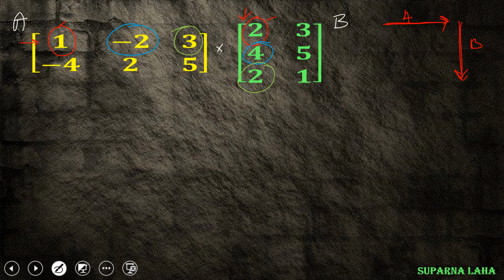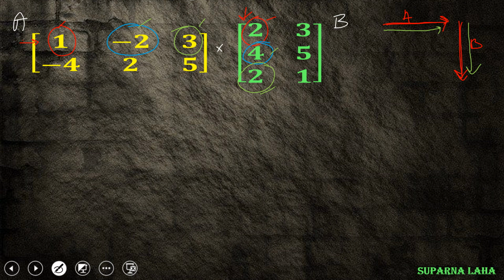Here we have to multiply each row with each column, that is, each row of A with each column of B. The first element will multiply with the first element, the second element will multiply with the second element, the third element will multiply with the third element. Like that we have to write the new matrix after multiplication.